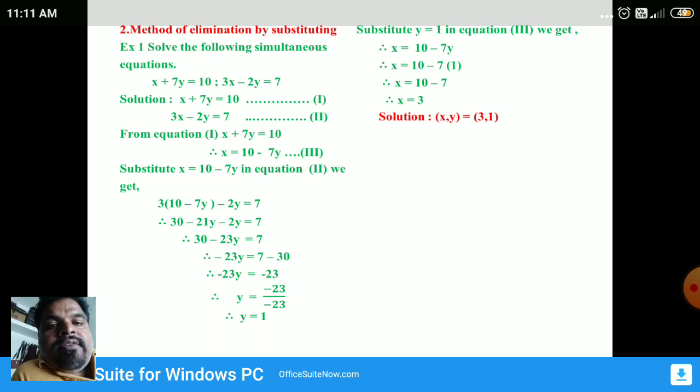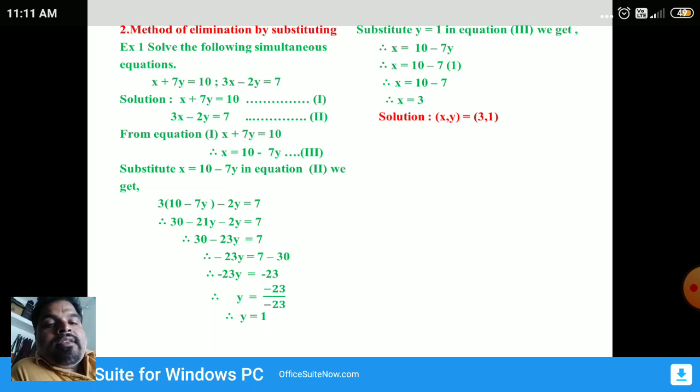Now substitute the value of x, that is 3(10 minus 7y) minus 2y is equal to 7. Then solve the bracket. 3 into 10 is 30, minus 3 into 7y, that is 21y, minus 2y is equal to 7. Then 30 minus 21y minus 2y is minus 23y is equal to 7.